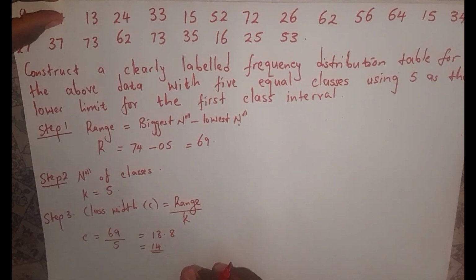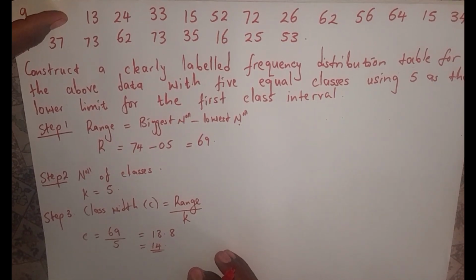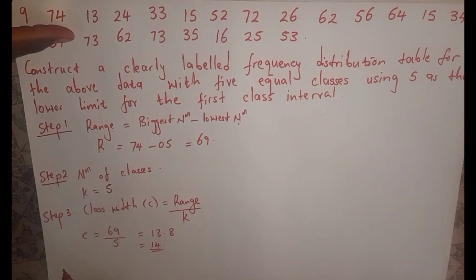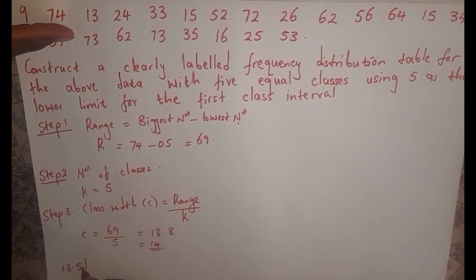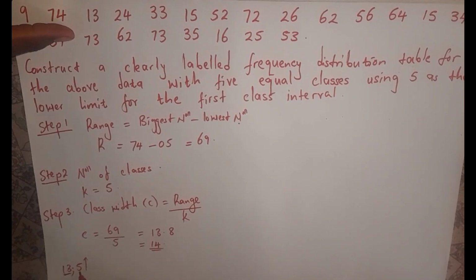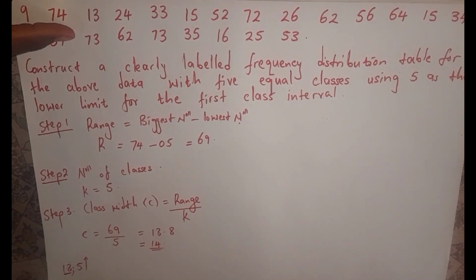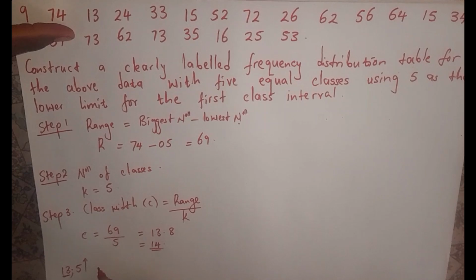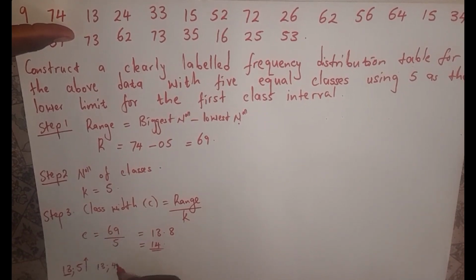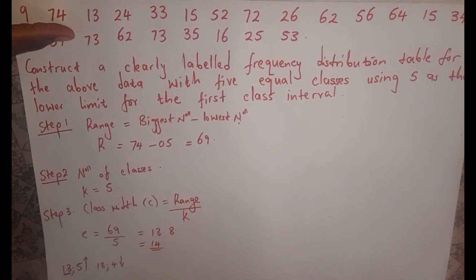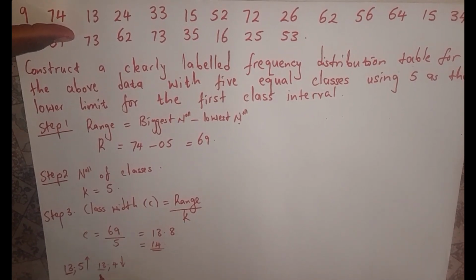When we are rounding off this class width, we are not going to use the usual rounding off rule. The rounding off rule says that if you have 13.5 and need to round it to a whole number, the digit after the decimal point must be 5 and above so that it changes to 14. It also says that if the digit after the decimal point is 4 and below, it's not going to change. So this rounding off rule is not going to work here.